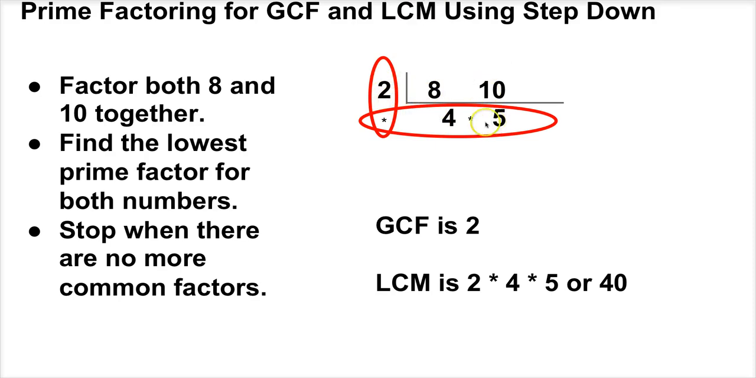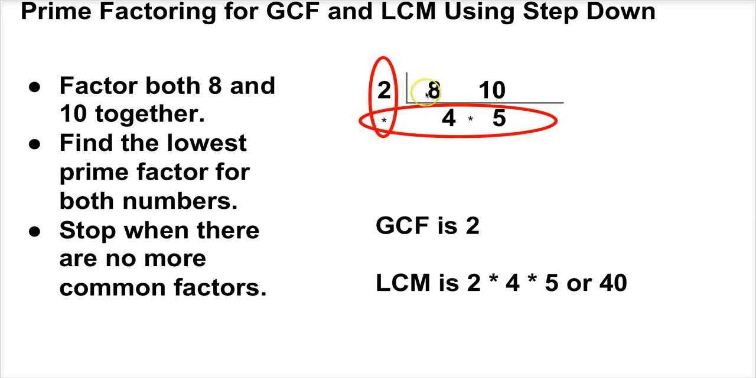Now I'm going to look at 4 and 5 to see if I can continue. Is there a factor of both 4 and 5 that can go into each number? And there is not a prime number that will go into both 4 and 5. So I'm going to look at the outside of my step-down method, and the only factor I have here is 2. So my greatest common factor is 2. Now, to find my least common multiple, I'm going to take a look at what I have for greatest common factor and any factors that are left over here. And I'm going to multiply them together. 2 times 4 times 5. 2 times 4 times 5 is 40. So my least common multiple is 40.